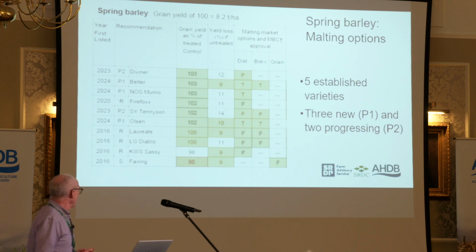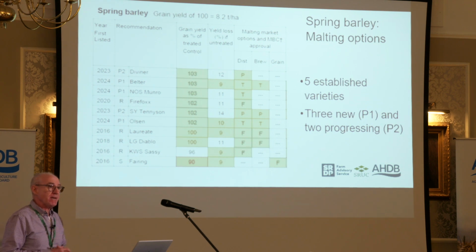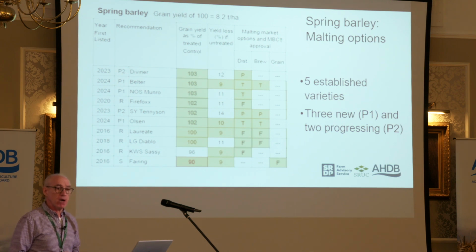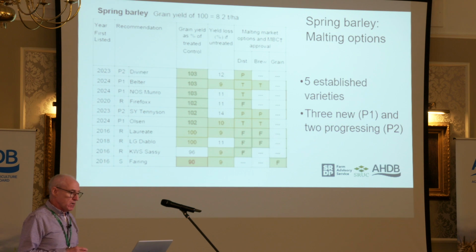Now at the bottom, we've got perhaps the top 4 in terms of the main intake for the different uses. So Laureate, of course, dominates, supported by Diablo and Sassy for malting, for distilling, and then Fairing for grain distilling. But I'd also like to flag up Firefox, that's got full approval for malt distilling. And just bear in mind the question that we had about maturity, Firefox is relatively early maturing, and it's also relatively good in terms of resistance to grain skinning.